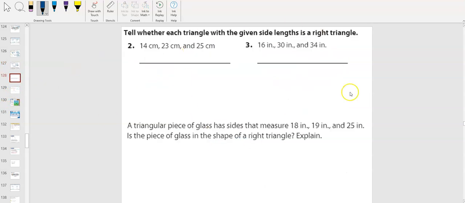Okay, so now we're going to try these 3 on your own. So go ahead and pause the video and try these 3, see if you can figure them out, and then come back and I'll have your answers for you.